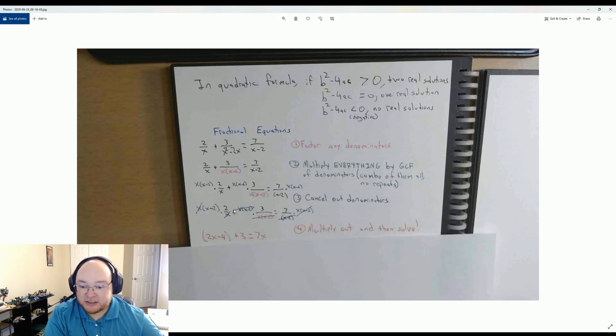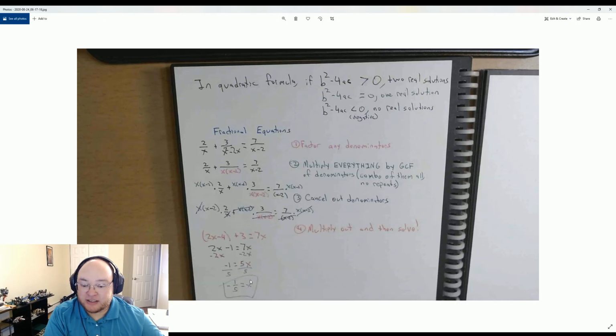So x minus 2 times 2 is 2x minus 4. Everything canceled out here, leaving you just a positive 3. And 7 times x is 7x. And now simplify and solve. Minus 4 plus 3 is minus 1. Get the x's on the same side. 2x is smaller than 7x, so I'm going to subtract. Now to get the x by itself, we divide by 5, leaving you x equals negative 1 over 5. And that is your answer.